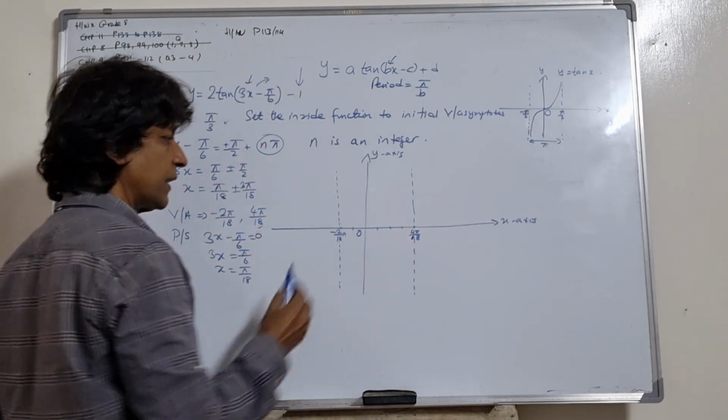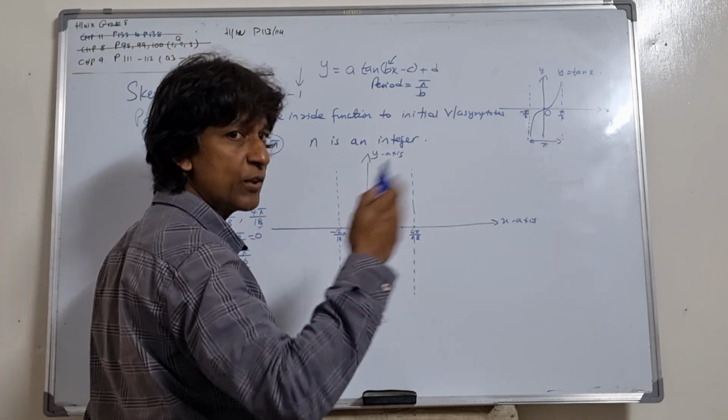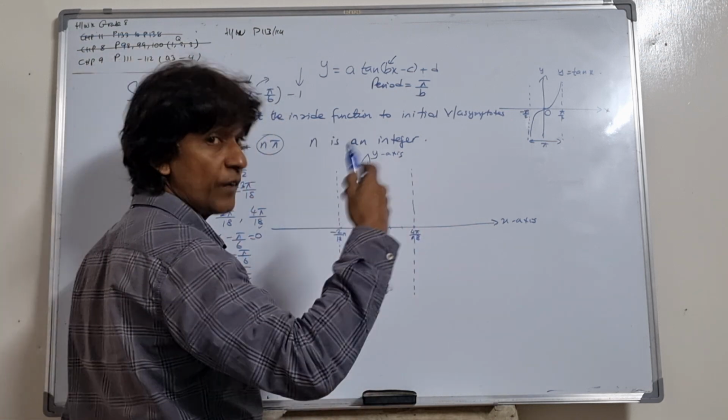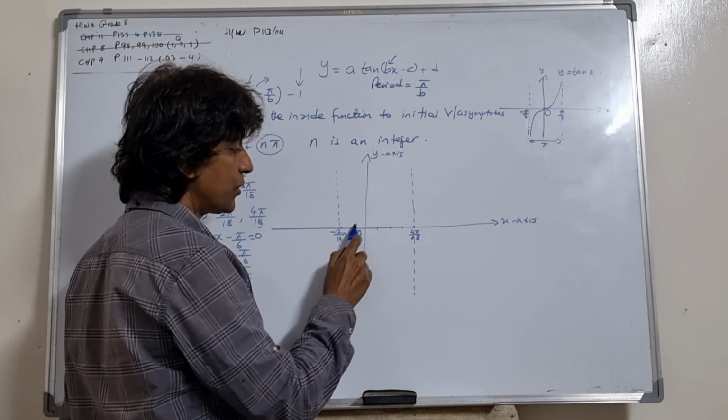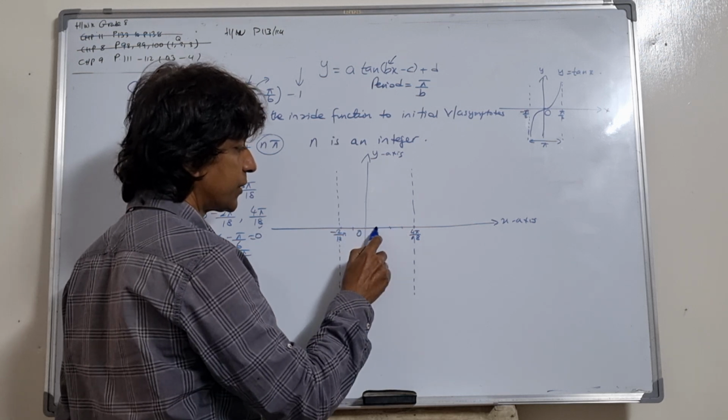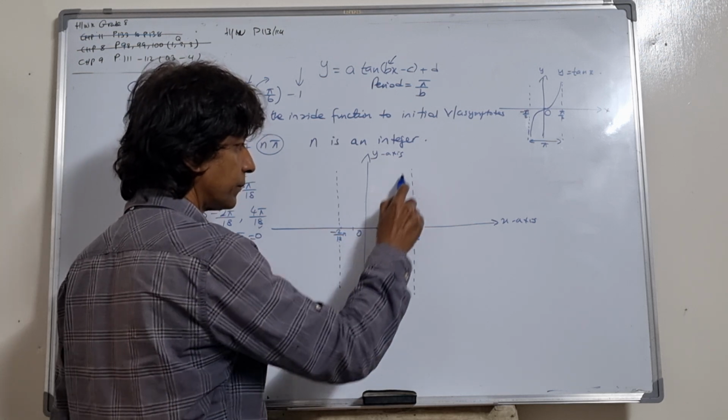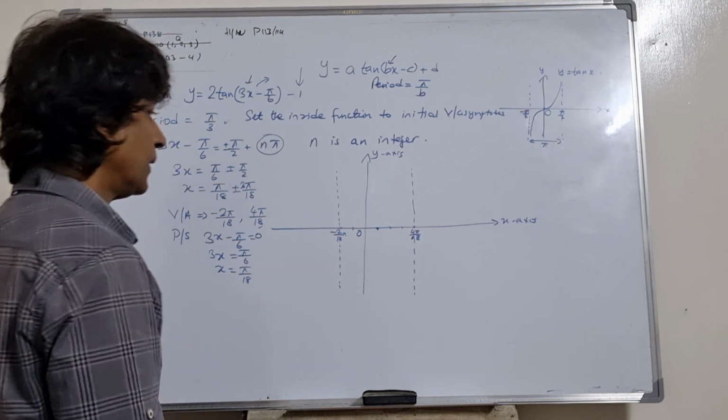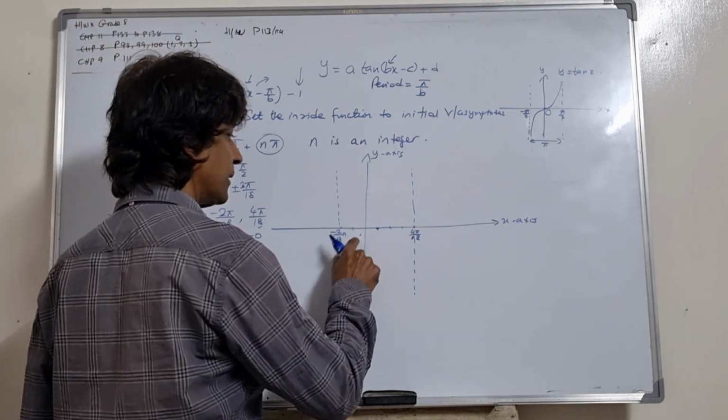So the graph now starts exactly midway between those 2 vertical asymptotes. So we have 1, 2, 3, 4, 5, 6. So the graph's supposed to start here, like this. But now remember, this graph is shifted down by 1 unit.